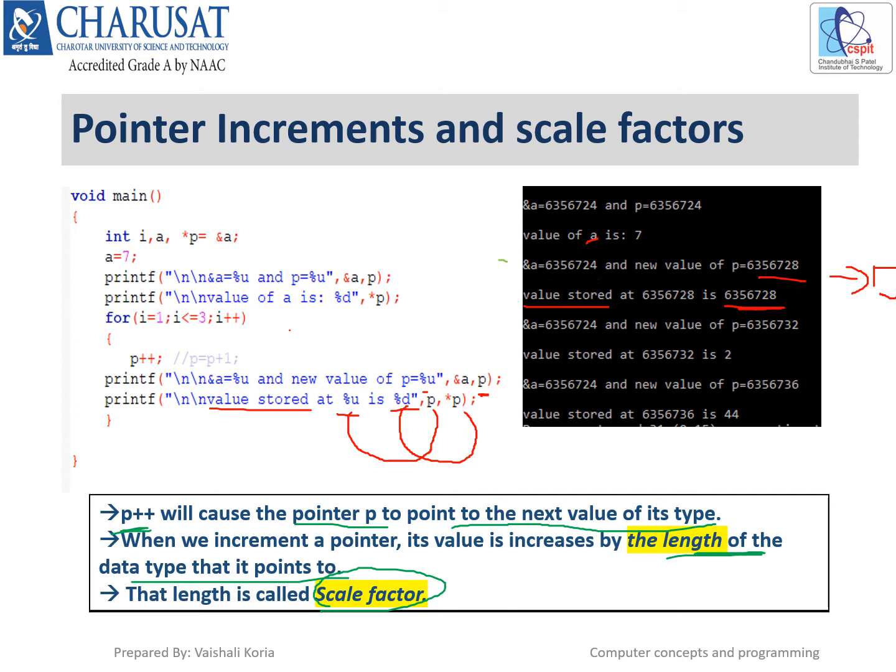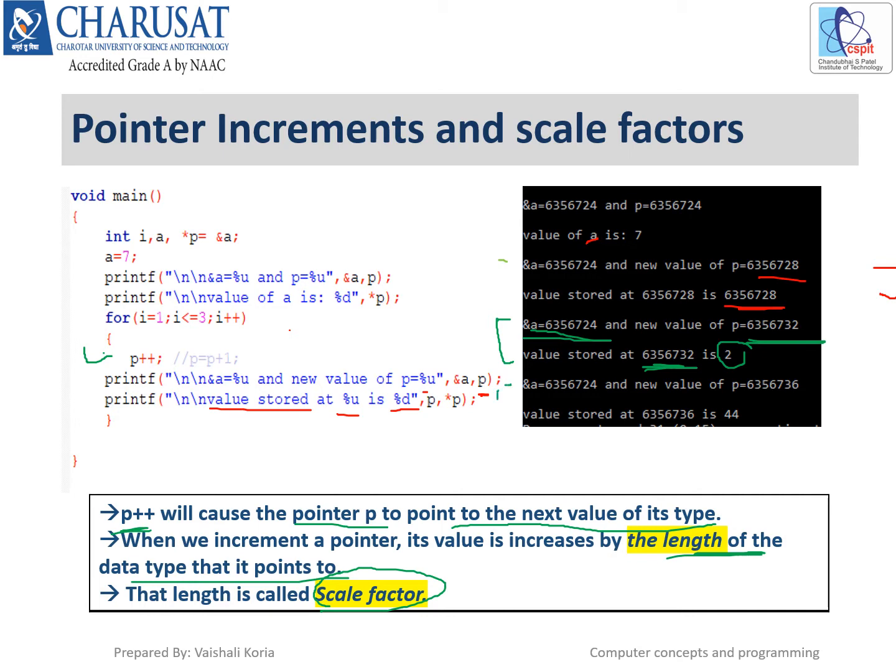After that, in the second iteration, what is the output? P plus plus will be executed again. So now the new value of P is this 6356732 incremented by 4, but the address of A is the same. So when we write star P, we cannot get the value of A because P is not pointing to A now. Here you can see that the value stored at this new location is anything.